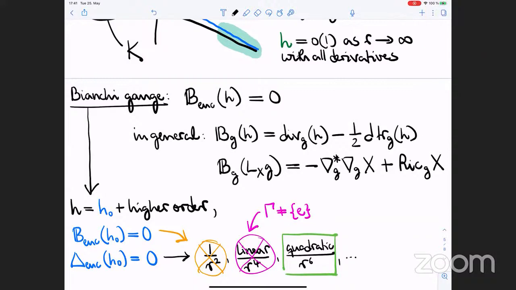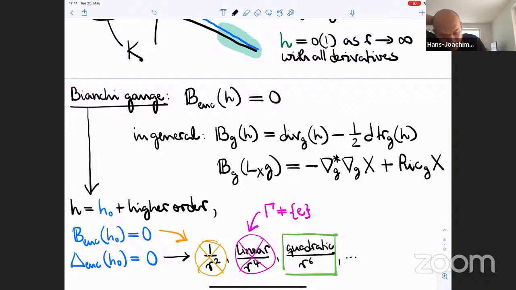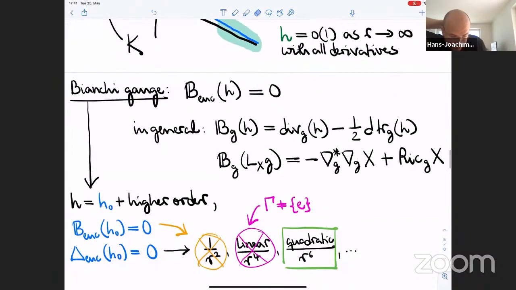I mean, already the Bianchi gauge condition rules out some, because any tensor of this form, quadratic over r to the 6th, would be harmonic. But not every harmonic tensor actually satisfies the Bianchi gauge condition. So this is a property that you already use to rule out the 1 over r squared terms.